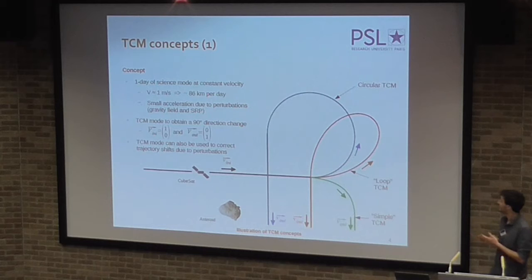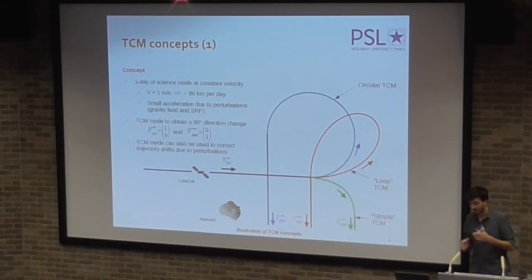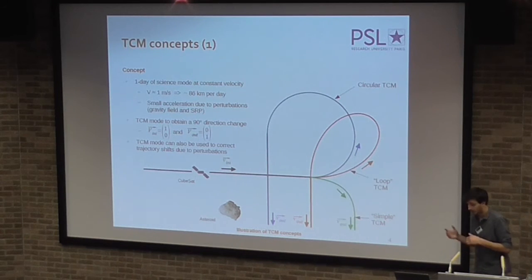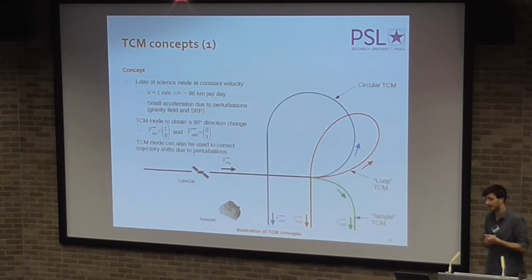So with this concept, what we want to do is, after having the science mode, if we, for instance, have a velocity of around 1 meter per second in one direction, and if we want to change the direction of our velocity, for instance, a 90-degree direction change, we have several trajectories that we can follow. Here we propose 3 of them. One that we will call a circular TCM, the one loop TCM, and the last one that will be more simple.